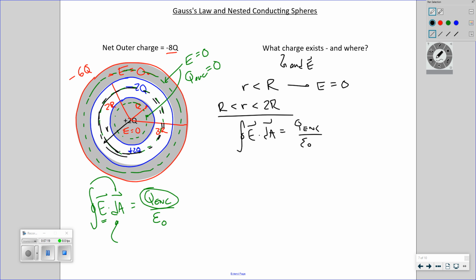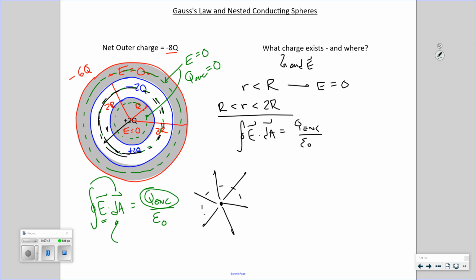E from this inner sphere is going to point outwards, right? And all the dAs from this Gaussian surface point outwards. So this is really like saying here's a field from that inner conductor and here's my Gaussian surface.